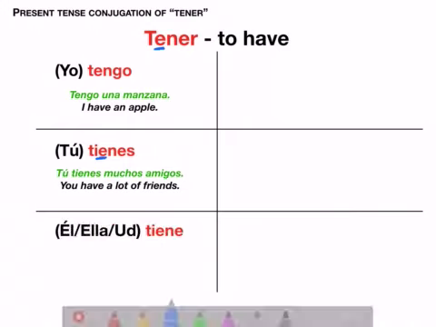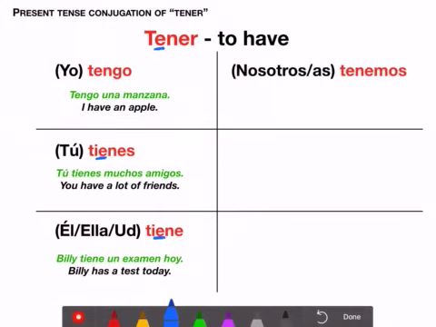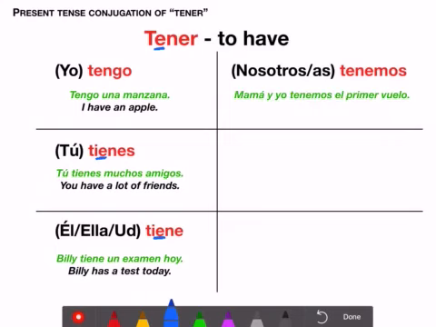The ella usted form is also irregular. That same thing, stem changing E to IE. So Billy tiene un examen hoy. Billy has a test today. The we form does not stem change. Notice it's tenemos. So the emos goes on just like a normal verb that looks regular. It is a regular conjugation for that particular form, the first person plural. So mamá y yo tenemos el primer vuelo. Mom and I have the first flight.